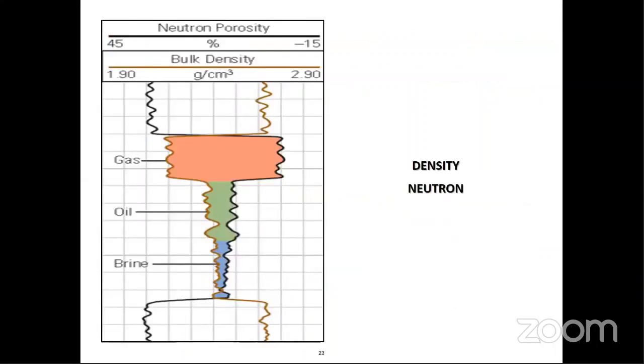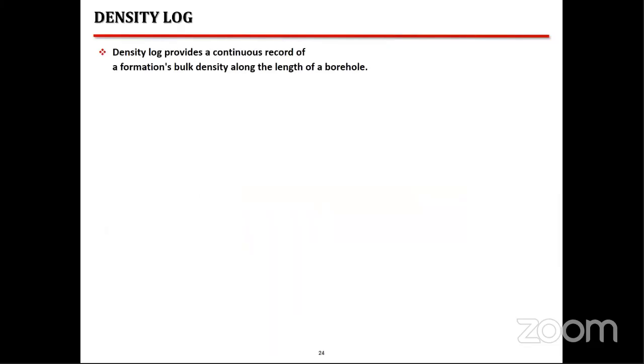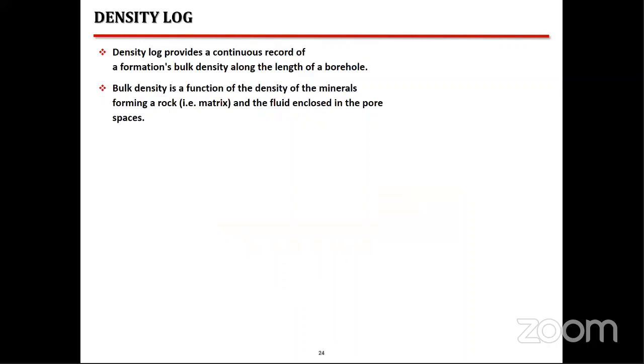Coming to the last set of logs, that is the density and neutron logs. The density log provides a continuous record of a formation's bulk density along the length of a borehole. Bulk density is a function of the density of the minerals forming a rock, that is the matrix, and the fluid enclosed in the pore spaces.